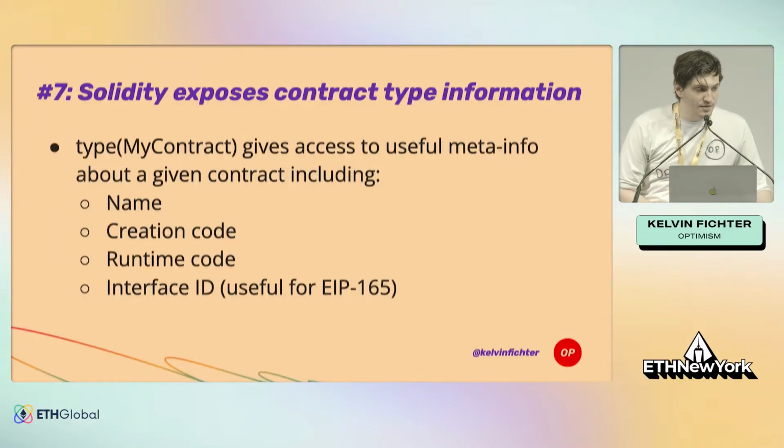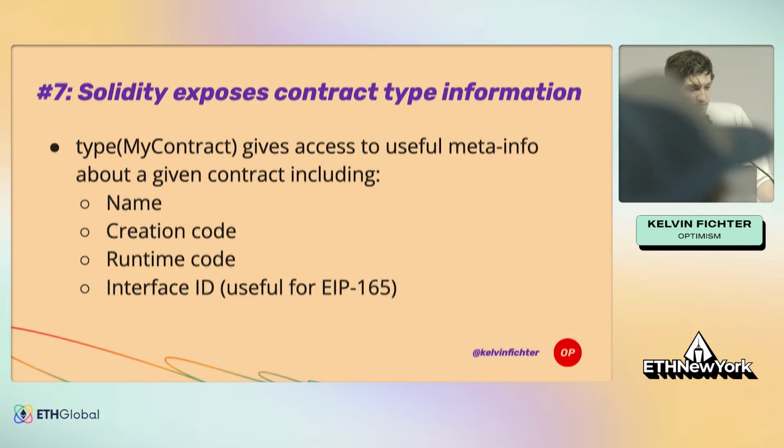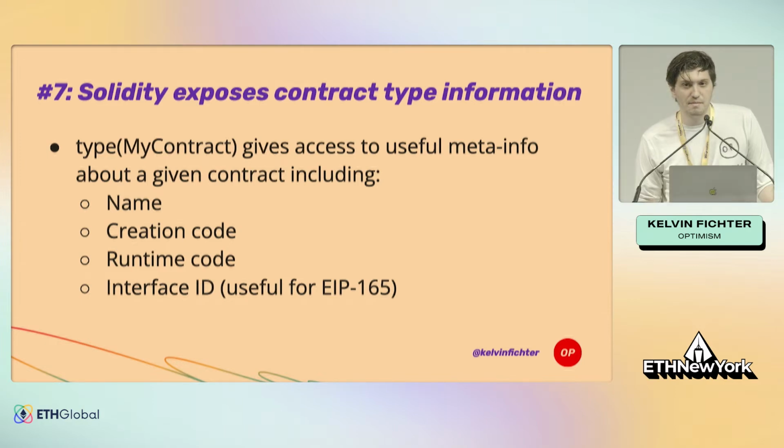The name, maybe not so much, although I could see use cases for it where, let's say, you return some version string, and it involves the name of the contract. I don't know, whatever. The creation code, though, is really useful if you want to, let's say, make instances of a contract. You can get access to the creation code. Instead of running new Contract, you can do a low-level create, and there are useful cases for why you might want to do that. Yes?